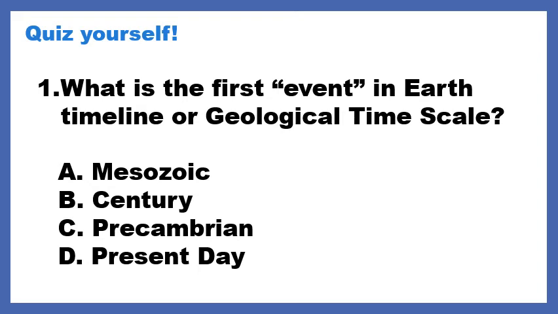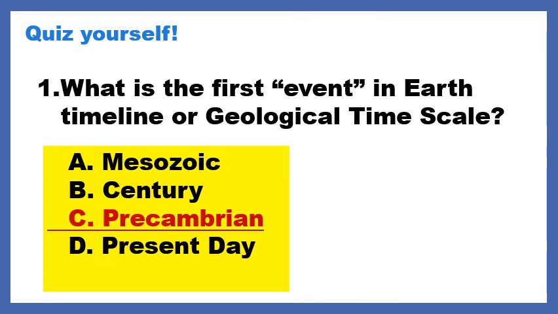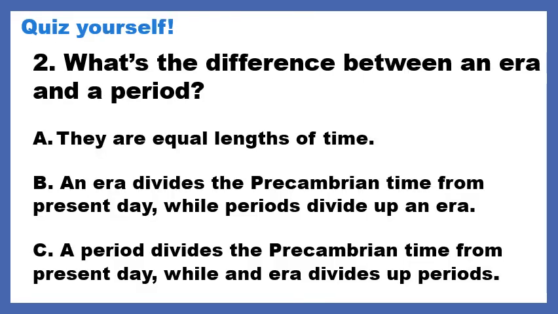Okay, I'll give you guys 5 seconds. 5, 4, 3, 2, 1. Ding, ding, ding, ding. It is C, Precambrian. That is our first tick on Earth's timeline. Hopefully you did well. Let's see how you do on the next one.